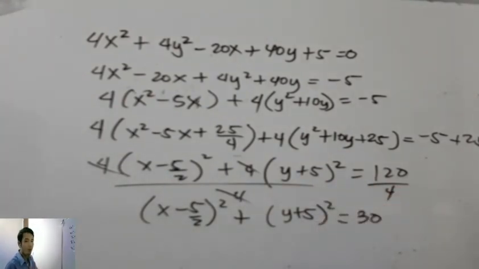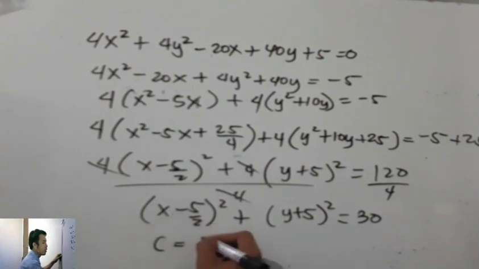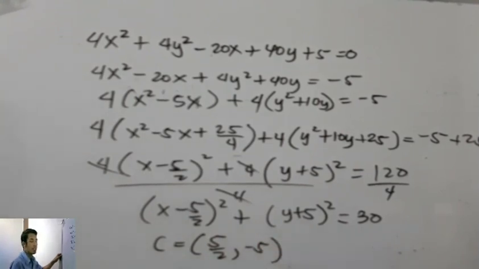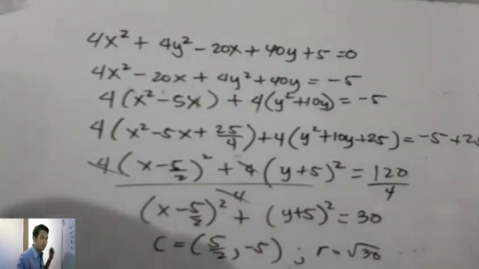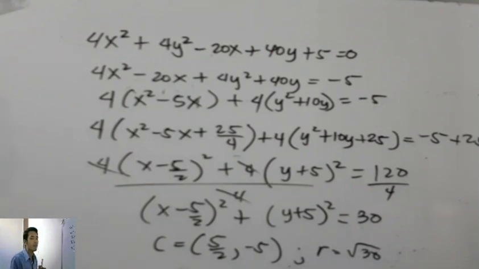Now, we're looking for the center and the radius. The center is 5 halves, comma, negative 5. And the radius is the square root of 30. Is it possible to simplify this? If not, we keep the square root of 30. So we solved example number 4. Now let's proceed to example number 5.